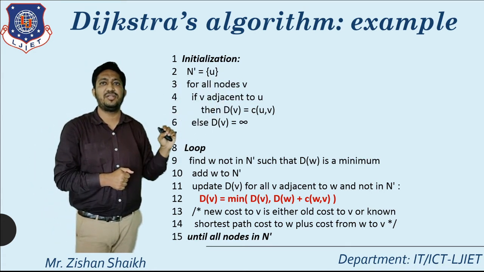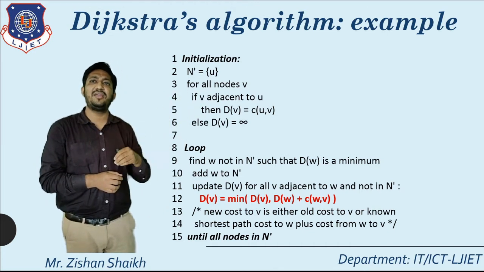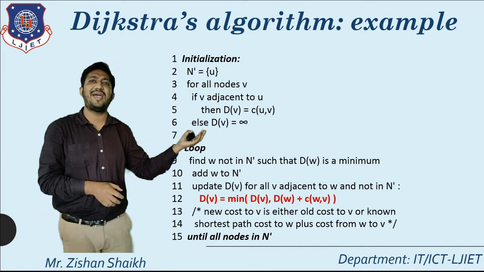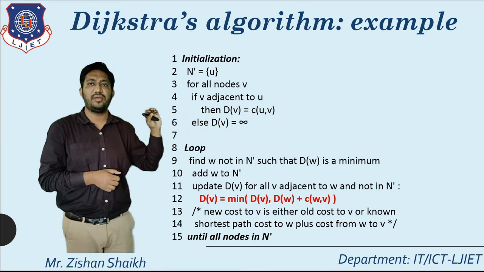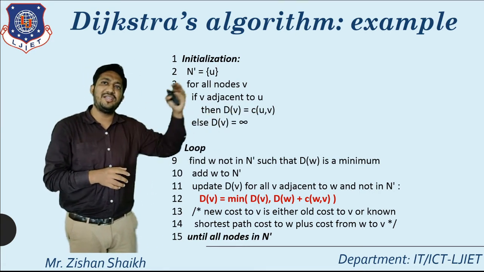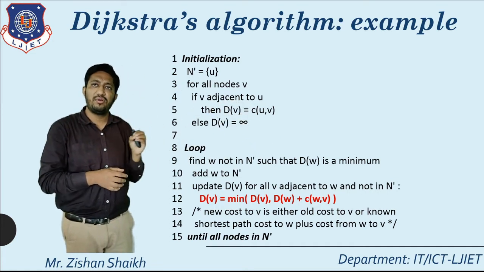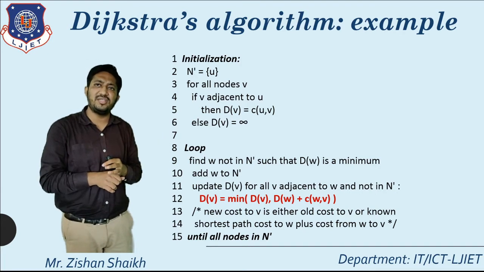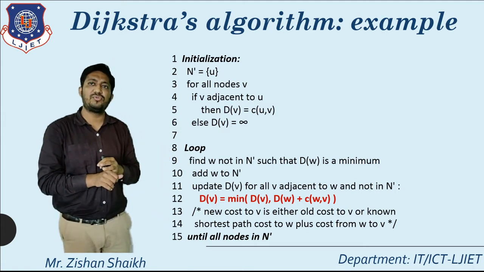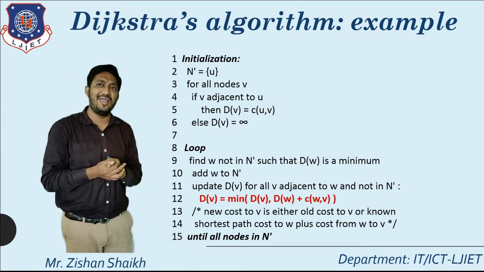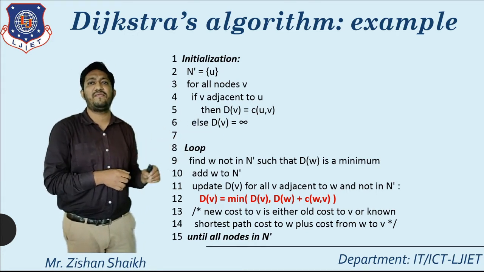V is our destination. If V is adjacent to U, that is, the destination is directly reached from our source, then we calculate the direct cost. So the cost of U to V is equal to D of V. If from U we can reach destination V directly, then we take that cost as our D of V. But if we cannot reach it, then we put infinity here. So if from source to destination we have a single link, then we put the cost. If it is not available, then we put infinity.